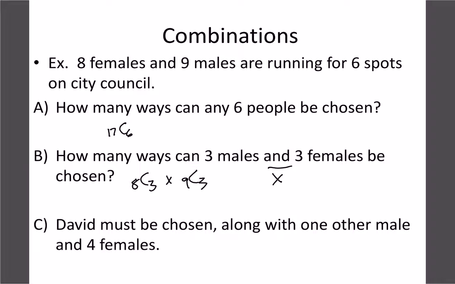The next one, we've got David, so you could write it as 1C1, right? There's one David, we have to take him. We want one other male, so that means there's only going to be 8 males left to choose from. We want one other one, and then we want 4 out of the 8 females. So you're going to get 1C1, 8C1, things like that. 1C1 actually ends up being just 1, so it doesn't change. 8C1 would actually just be 8, so you could also write this as 8 times 1 times 8C4, would also work.